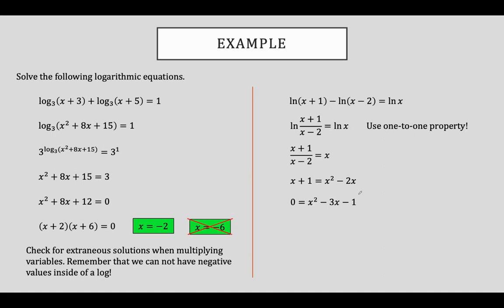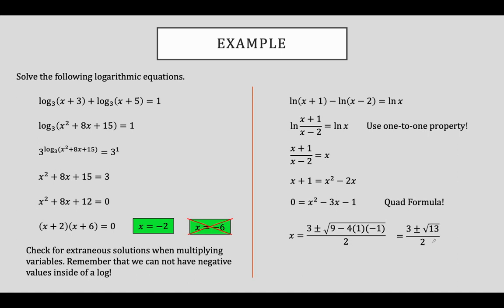Now, this is certainly not factorable, so instead we need to use the quadratic formula. Yes, x is equal to negative b plus or minus the square root of b squared minus 4ac all over 2a. This leaves me with x is equal to 3 plus or minus the square root of 9 minus 4 times 1 times negative 1, all divided by 2. Continuing to simplify, we get 3 plus or minus root 13 over 2.